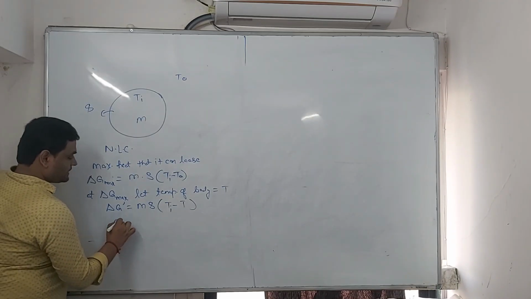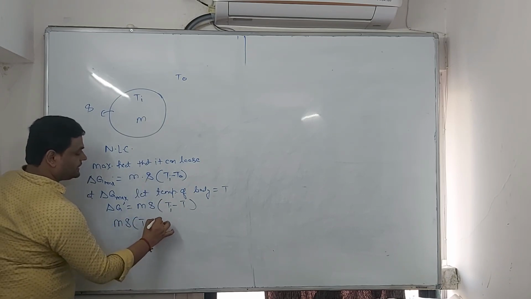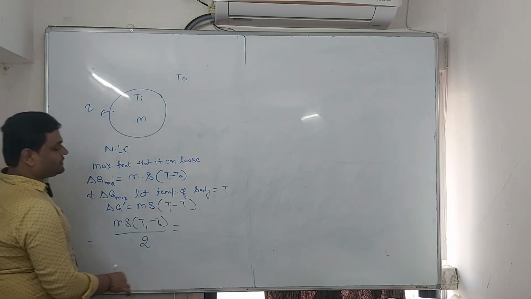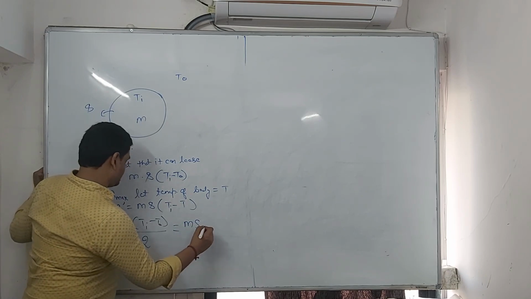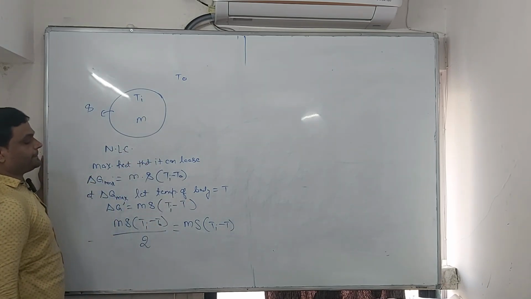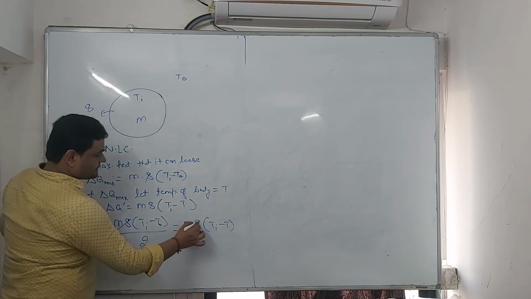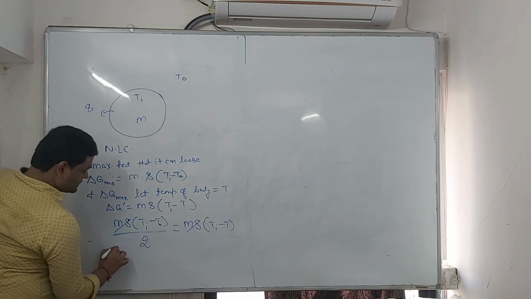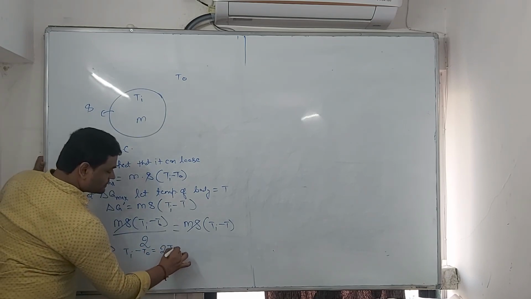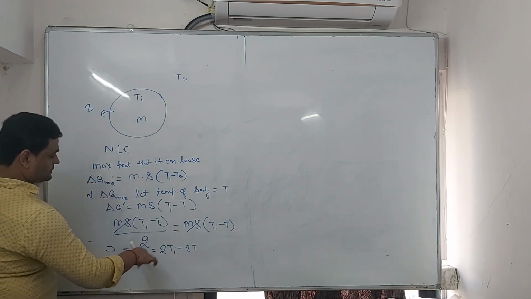So you will write m into s into Ti minus T naught, halved, should be equal to this particular heat loss, which is m into s into Ti minus T. The present temperature is T, so Ti minus T. The m and s get cancelled out. From here Ti minus T naught is equal to 2 Ti minus 2T.